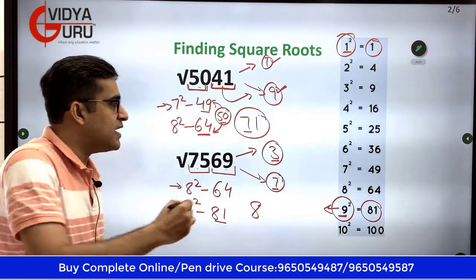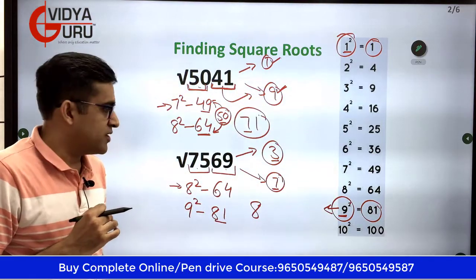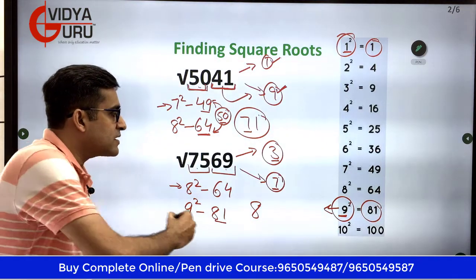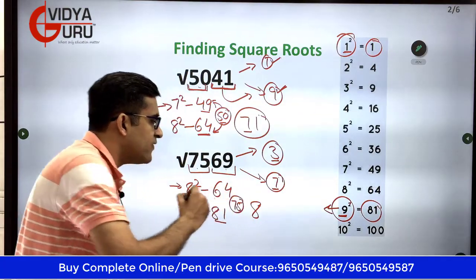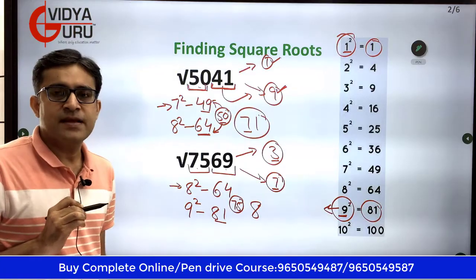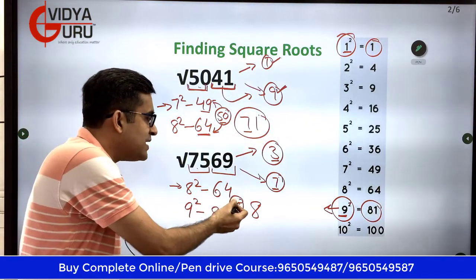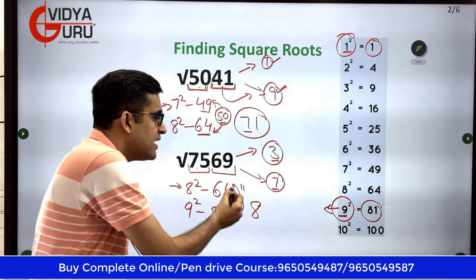Now I need to decide whether 3 or 7 is going to be the second digit. So what was the mantra? What was the method? I will compare 75 and see whether it is closer to 81 or 64. The gap between 75 and 64 is what? The gap is 11.